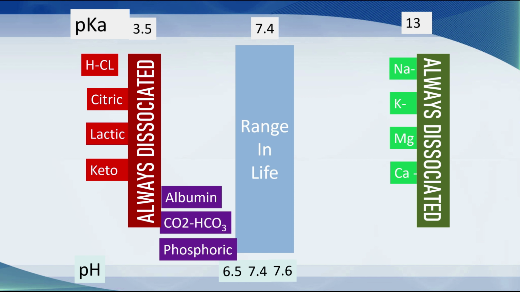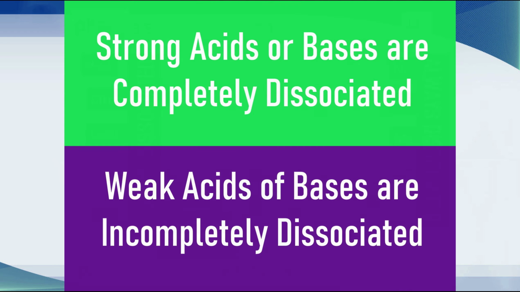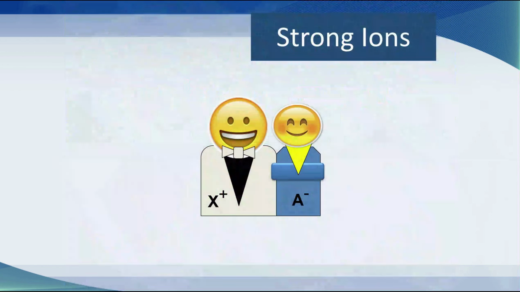Albumin, carbon dioxide, bicarbonate, carbonic acid, and phosphoric acid are all weak acids, and they exist partially associated and partially dissociated in physiology, and they function as buffers, as does hemoglobin. So strong acids and bases are completely dissociated. Weak acids or bases are incompletely dissociated. Now I want to move on and talk a little bit more about strong ions.